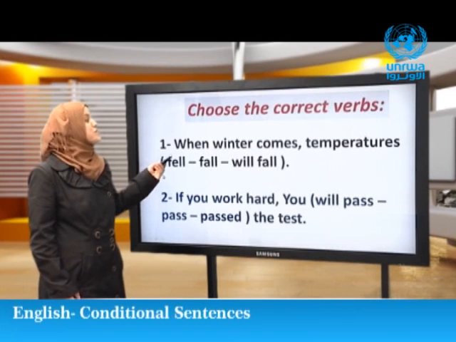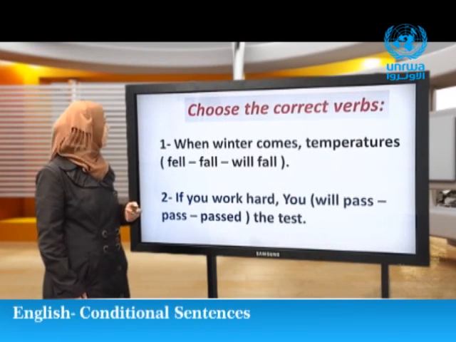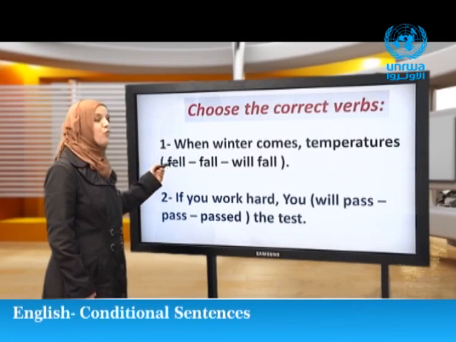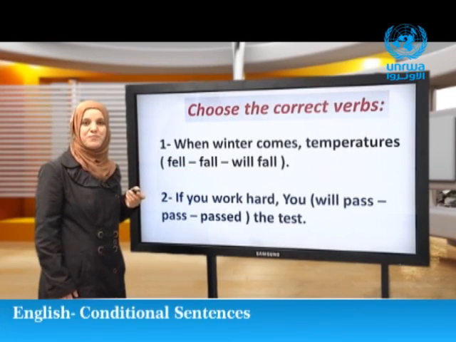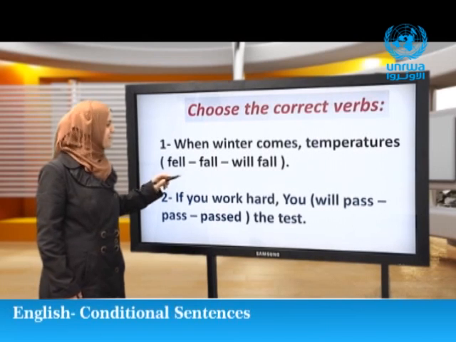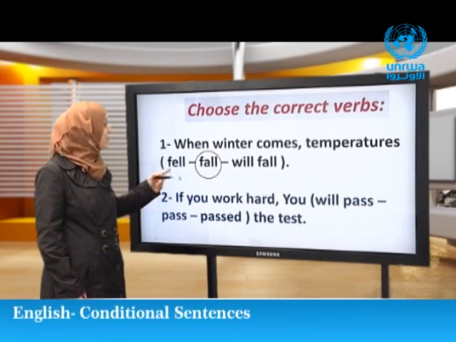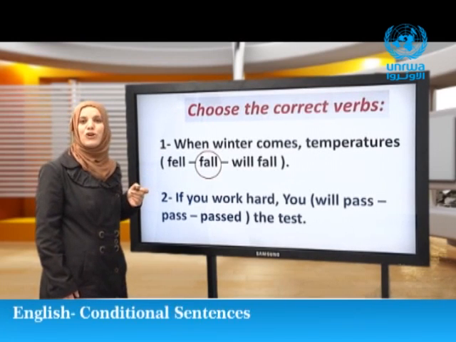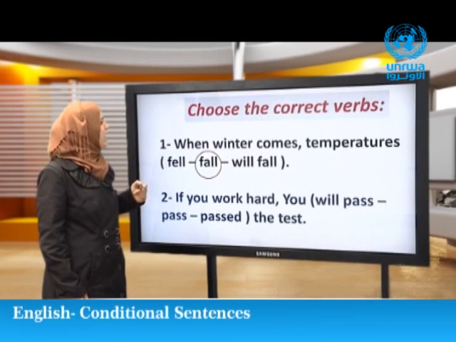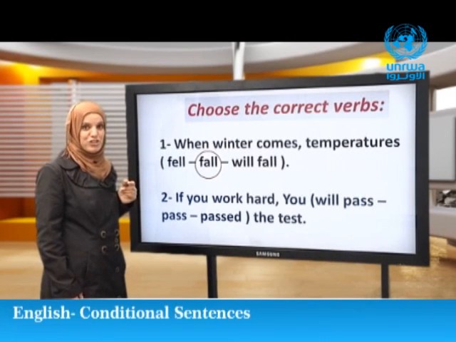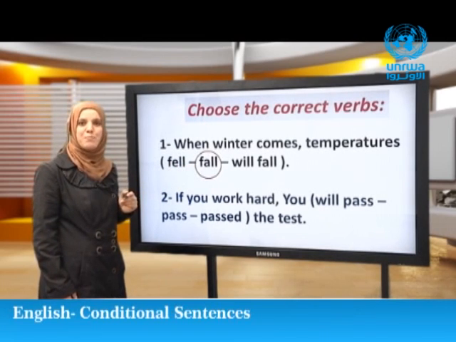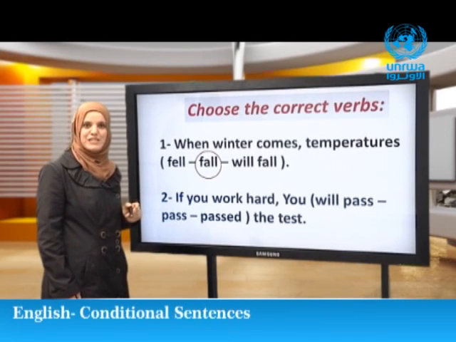Now we are going to choose the correct verb. Look at number 1. When winter comes, temperatures fall, will fall. Can you answer it? Good. The answer is fall. Why? This is a fact. This is a zero conditional sentence. We have present simple tense in the condition. We should have also present simple tense in the result. So this is the correct answer. Fall, present simple tense.